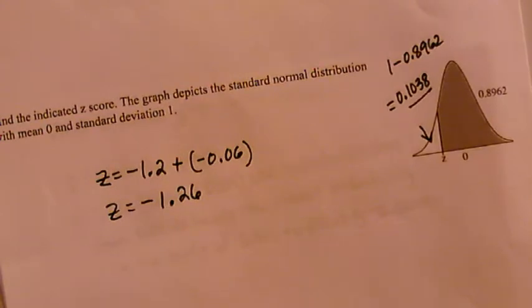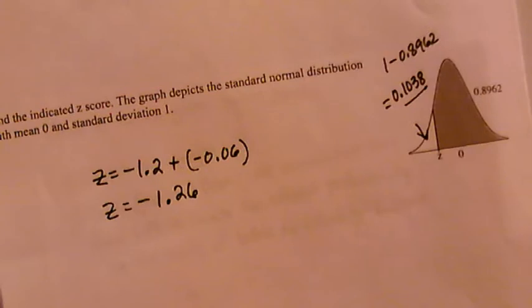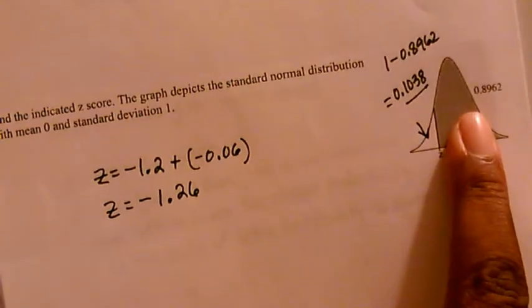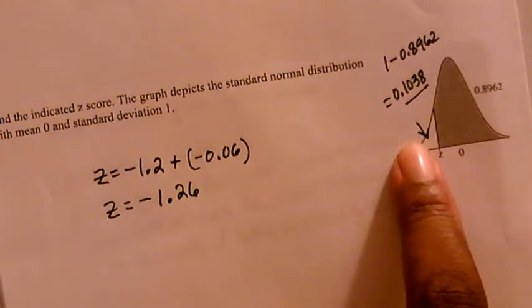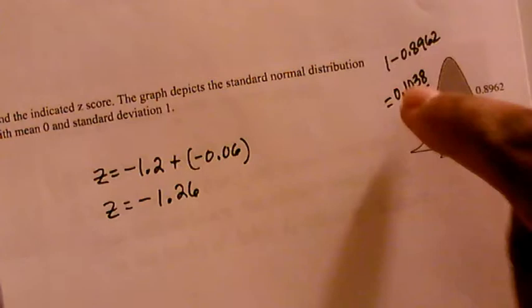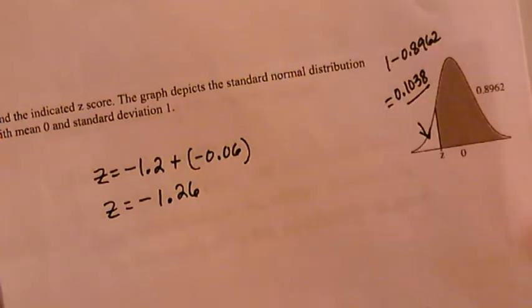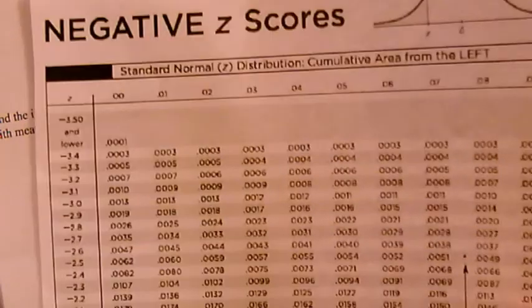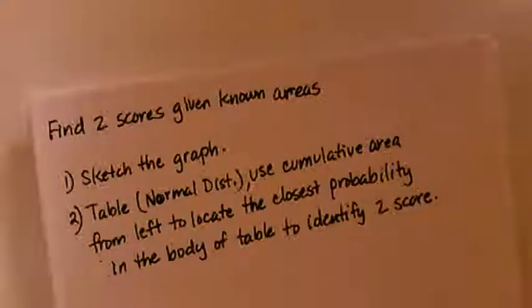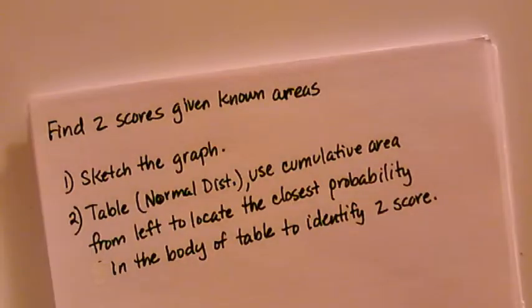That's the corresponding value for 0.1038. Here they give us the cumulative area to the right. So to find the cumulative area to the left, we subtract that 0.8962 from 1. And then we use that 0.1038 as our cumulative area to the left for our standard normal distribution table. Okay, another example.